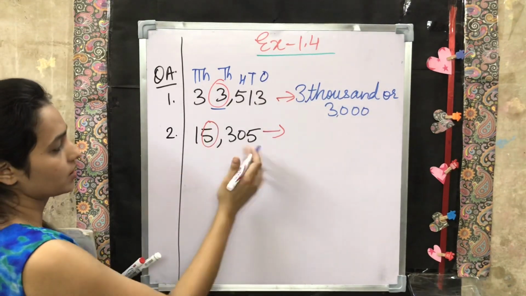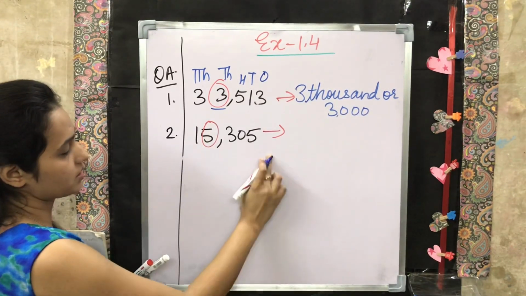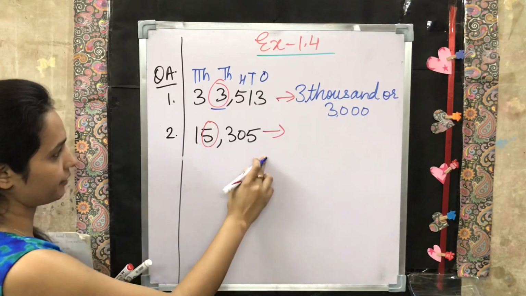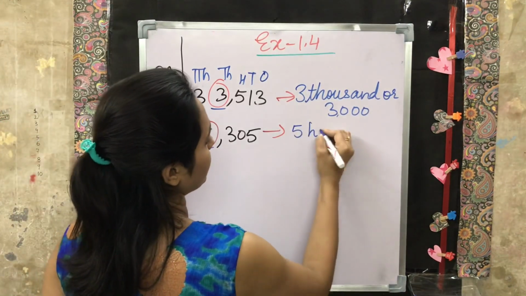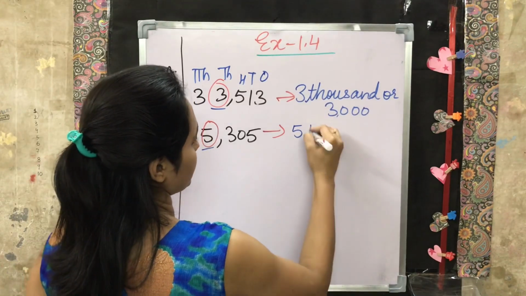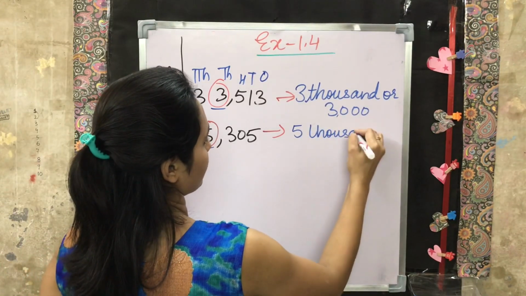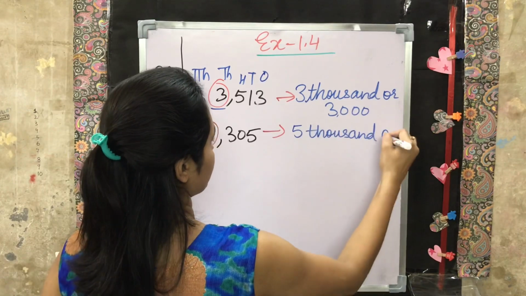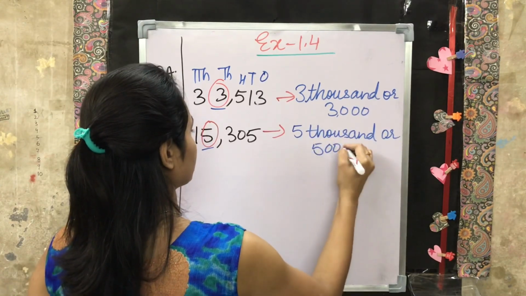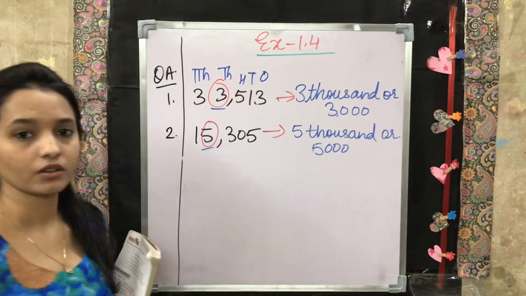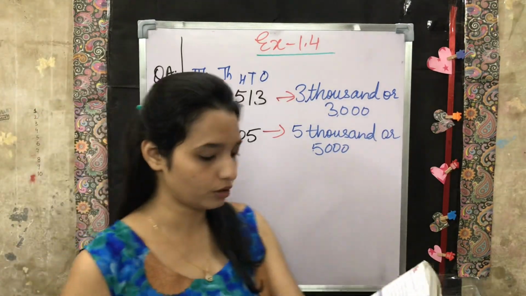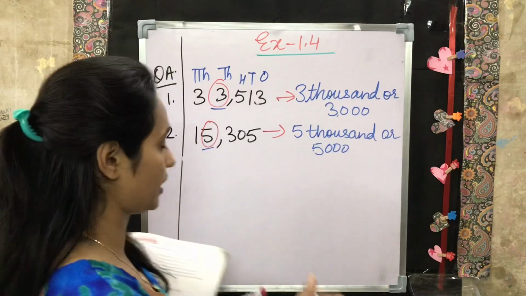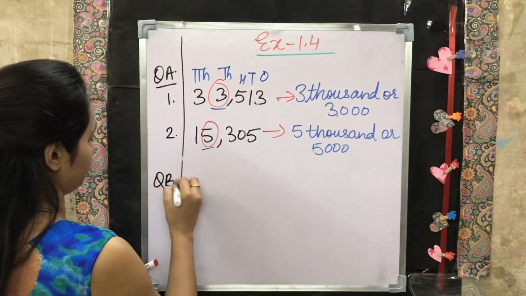Now in this we have the number 15,305. In this you have to find the place value of 5. Which place is 5 at? At the 1000 place. You can write like this or you can write like this. Here we have completed question A of exercise 1.4. We are moving to the next question, question B.